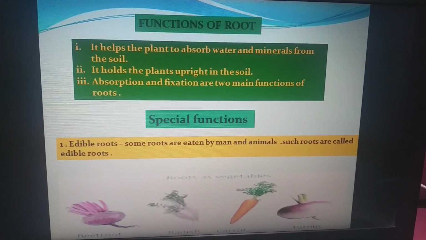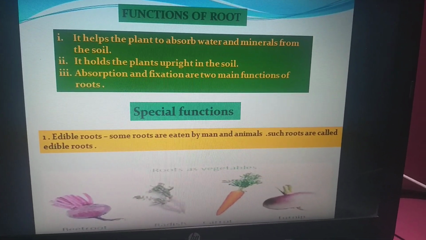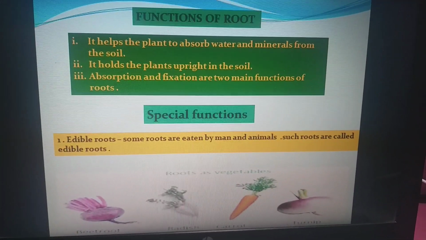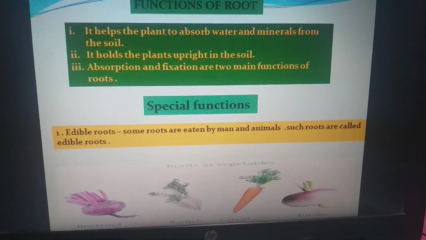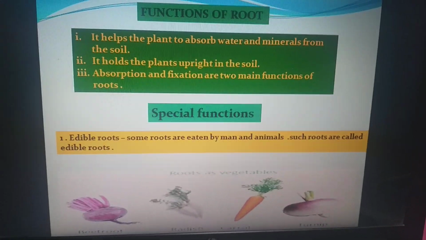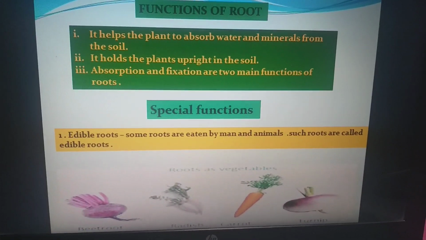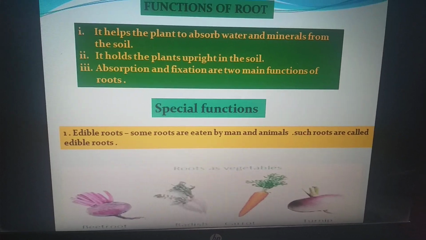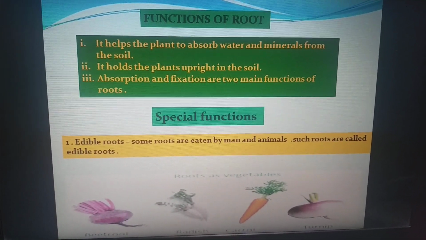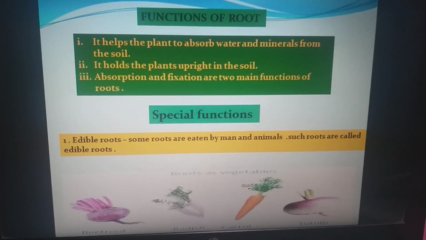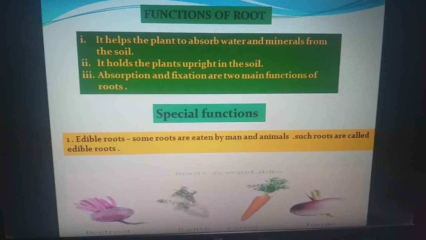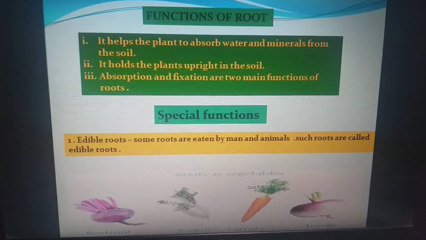Let's see what is the function of root. There are different functions of root, students, but some are main. First, it helps the plant to absorb water and minerals from the soil. Because plant is a living being and it needs food and water for its survival. So root absorbs water and minerals from the soil and transports them to all parts of the plant.